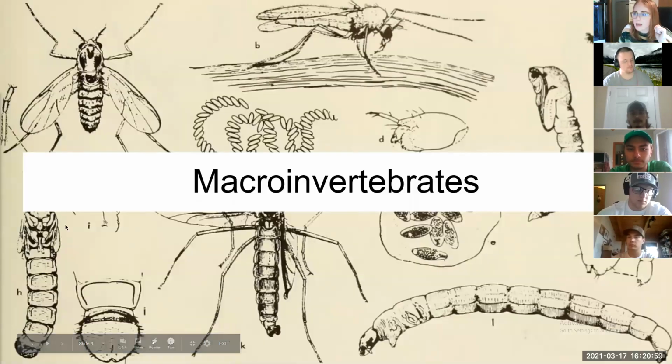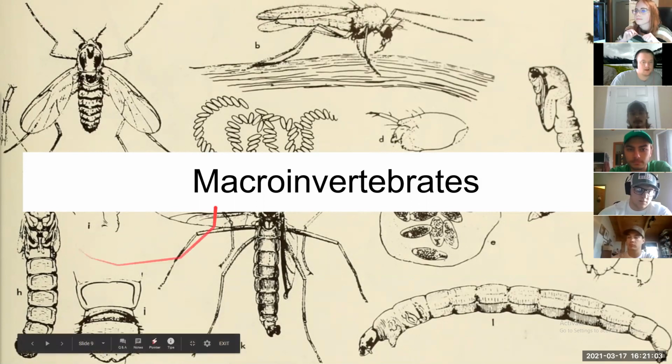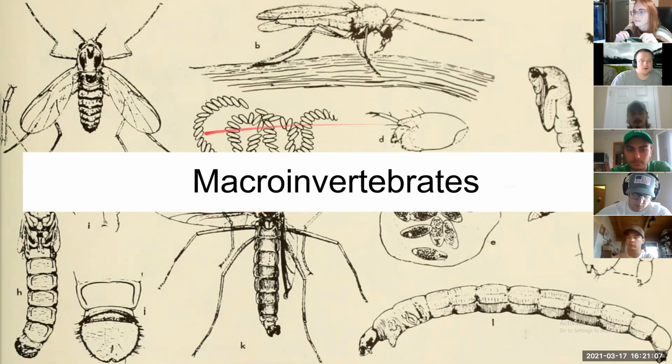So with that, Alex is going to move into macroinvertebrates. Okay, so real quick, does anyone want to give me a definition? What do you think macroinvertebrates are? You want to define that for me? Insects in the water that are big enough to see.